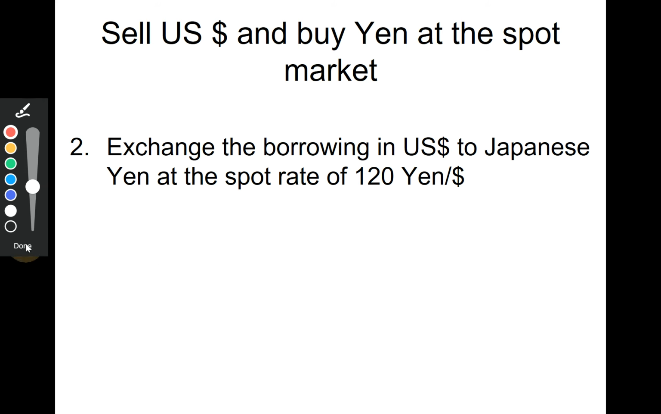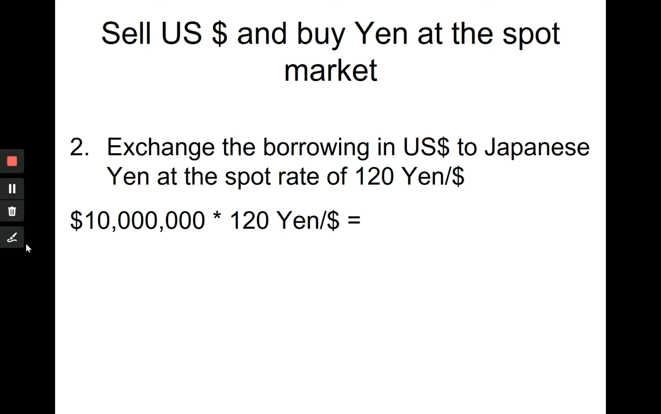All right. So for $10 million, we multiply by 120 yen per dollar. For $1, we get 120 yen. For $10 million, we get 1,200,000,000 yen. Lots of yens.